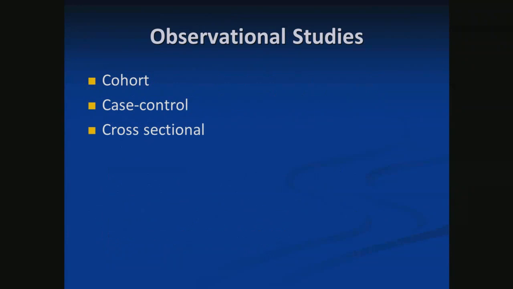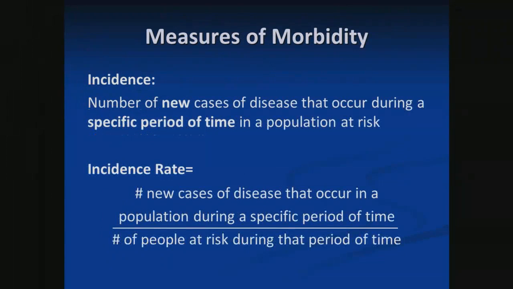Usually those all reference cohort studies if they're referenced correctly. Then there's the case control study and a cross-sectional study. So just to quickly review measures of morbidity, which I'm sure you're familiar with, I want to review it quickly because it's going to come into play when we talk about some of these studies.